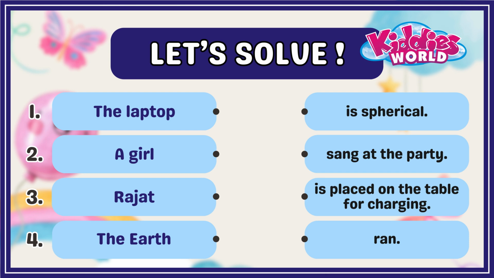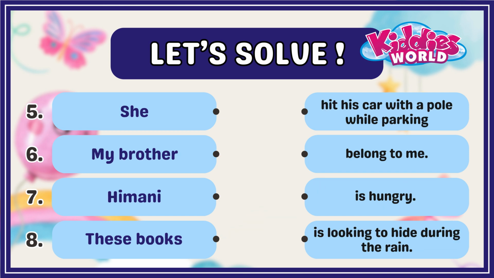Now, let's match the subject with its predicate. The laptop is placed on the table for charging. A girl ran. Rajat sang at the party. The earth is spherical. She is hungry. My brother hit his car with a pole while parking. Himani is looking to hide during the rain. These books belong to me.